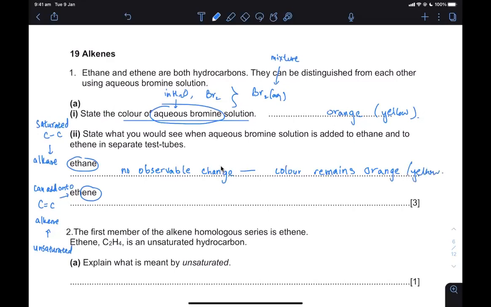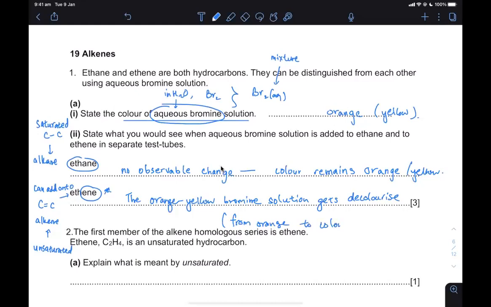Whereas with the alkene, the orange-yellow bromine water gets decolorized, or the bromine solution in this case gets decolorized. Decolorized means it goes from orange to colorless. So you can also say from orange to colorless. It's the same thing, from yellow-orange to colorless. Colorless means no color, just like clean water, which has no color.